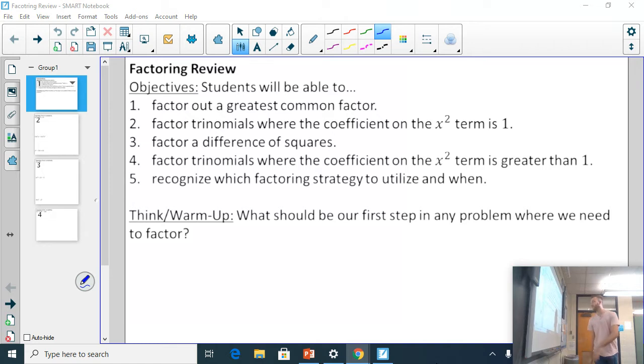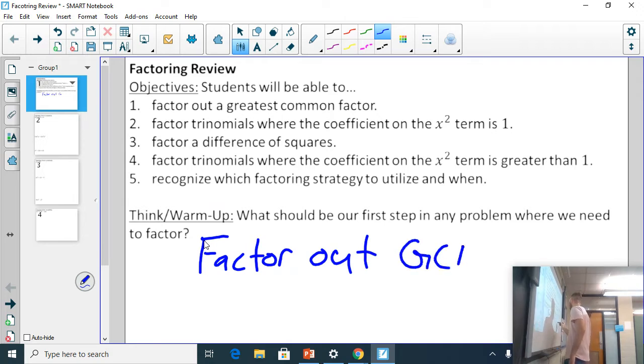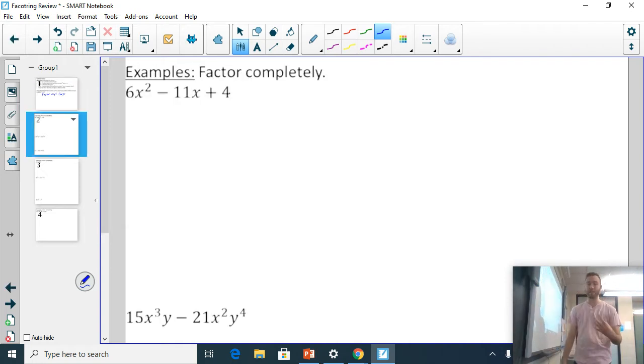The think slash moment says, what should be our first step in any problem where we need to factor? And my advice, your first step, whatever you do with any type of factoring, is to factor out a greatest common factor. Every single time, if you can do that, you should do it because it's either going to make it easier and you'll be able to factor it completely in the long run. So today is just going to be a bunch of examples so we can get used to factoring.